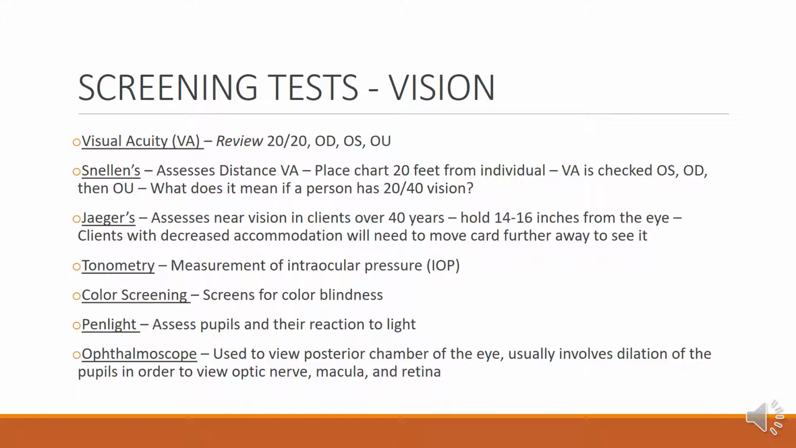Whereas Snellen's is going to be your chart with the big E and all the letters, and you read as far down as you can on that to see where they're at.